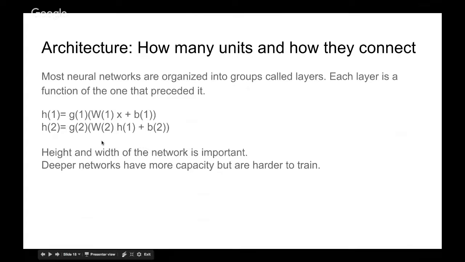The book says that in the architecture of the network, the height and width of the network are the most important factors. It also says that as you increase the depth of the network, meaning you put more layers, H1, H2, and so on, it becomes harder to train, but the capacity of the network, the expressiveness of the network, increases.